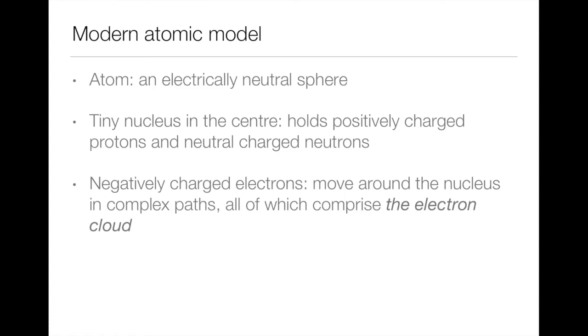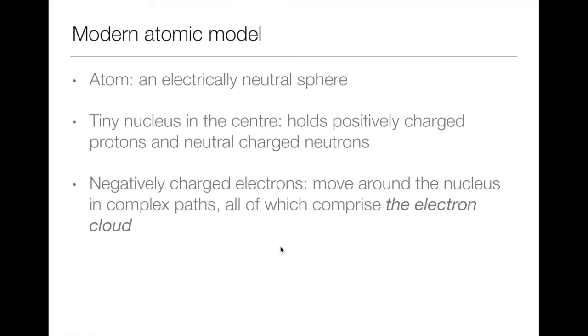And now let's look at the subatomic particles. We've got three of them: protons, electrons, and neutrons. The modern atomic model dictates that the atom is an electrically neutral sphere with a tiny nucleus in the center that holds the positively charged protons and the neutral neutrons, and that the negatively charged electrons move around the nucleus, not in circular paths.